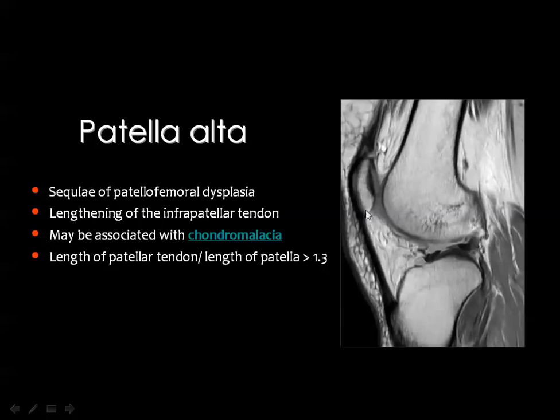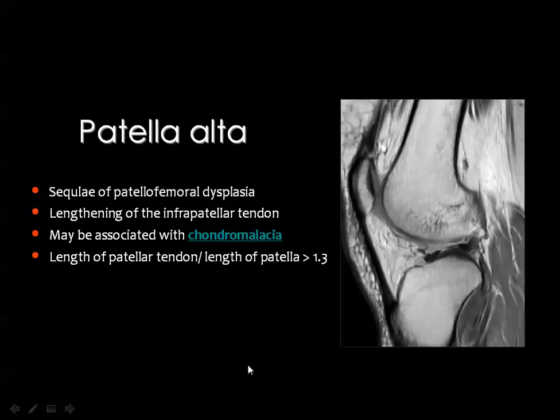Then if you see that this tendon is 1.3 of the patellar length, this is the normal location of the patella. But if it is elongated, meaning that this tendon is twice the length of the patella, this will mean that the patella has been displaced upward, meaning that it is patella alta.